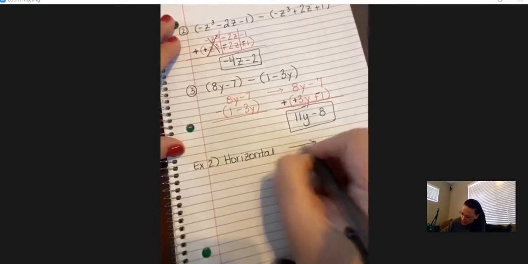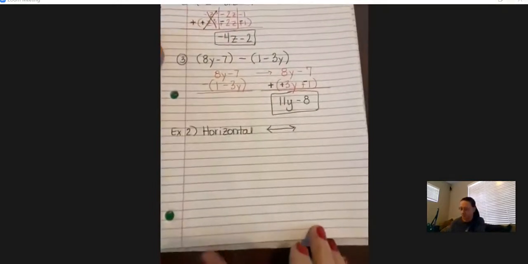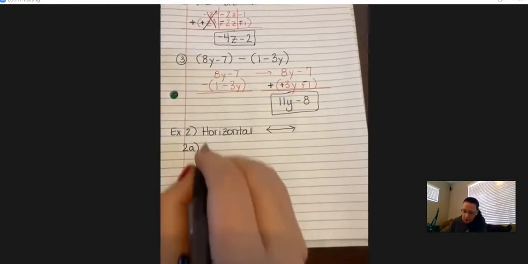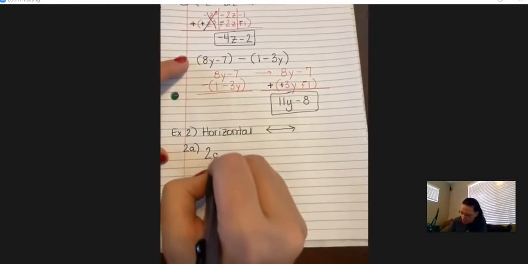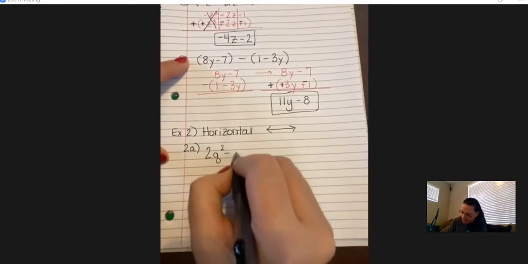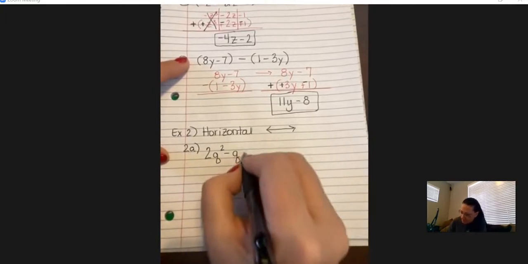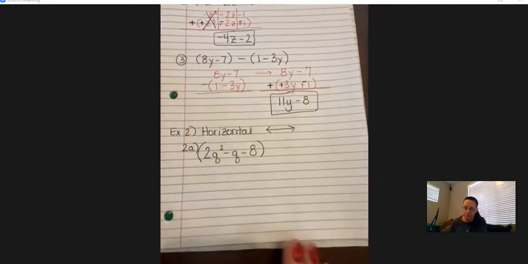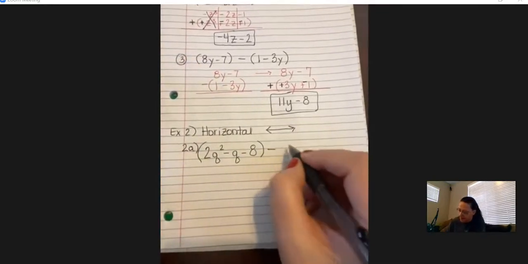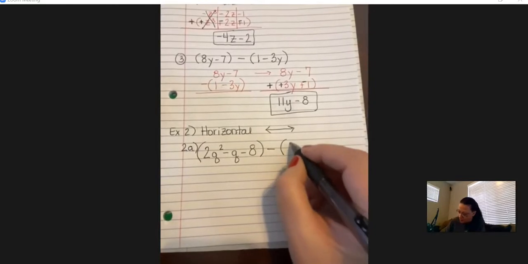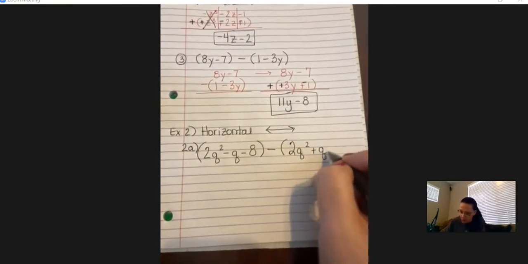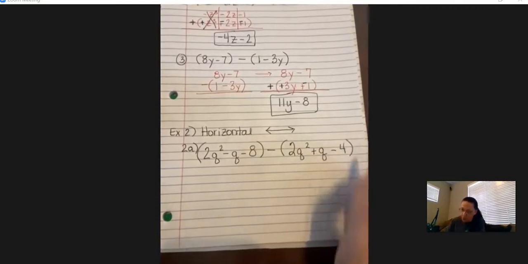Okay, horizontal goes left, right. So for 2a, 2q squared minus q minus 8 minus 2q squared plus q minus 4.